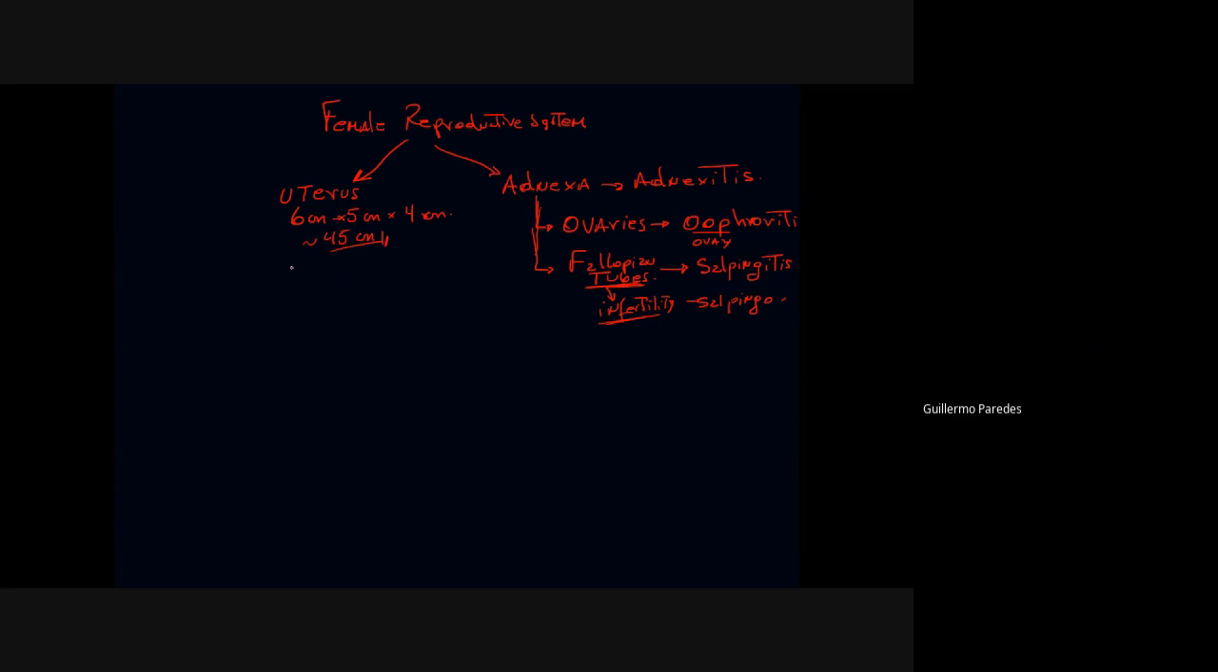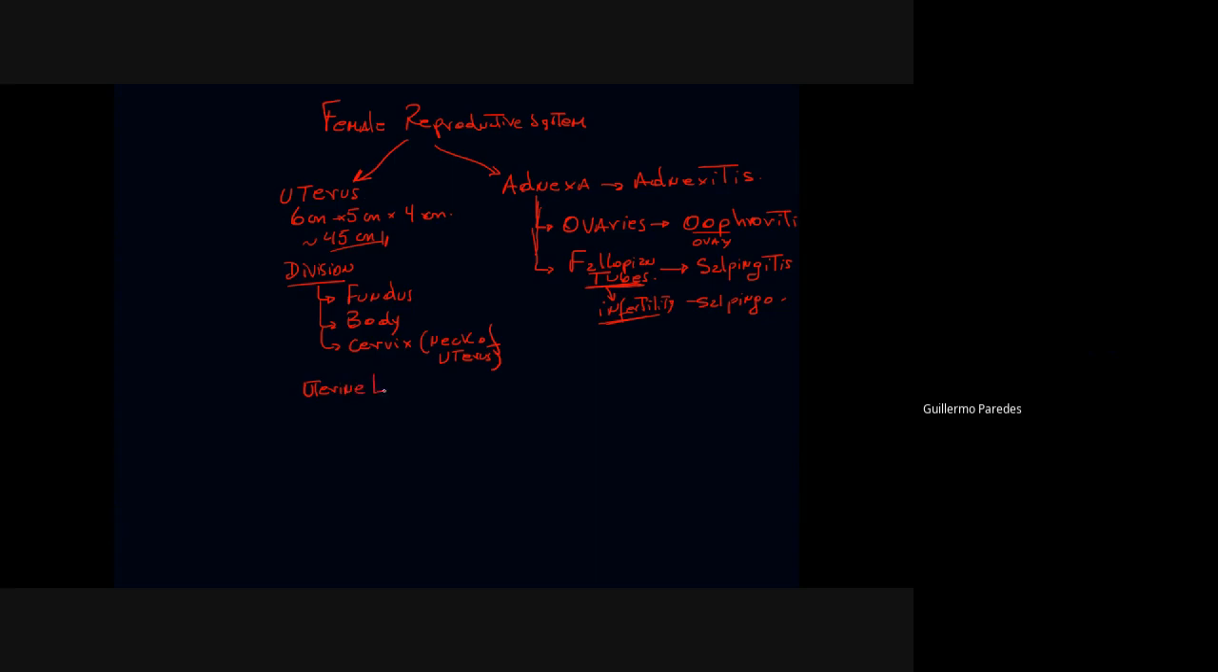The division of the uterus has different compartments. The upper one is the fundus. Then we have the body, and the cervix, or neck of the uterus. That is the division from outside. Now the division inside of the uterus.